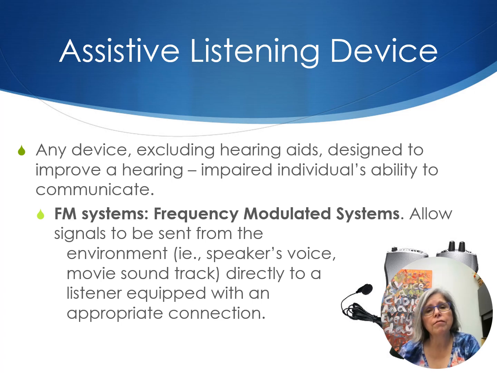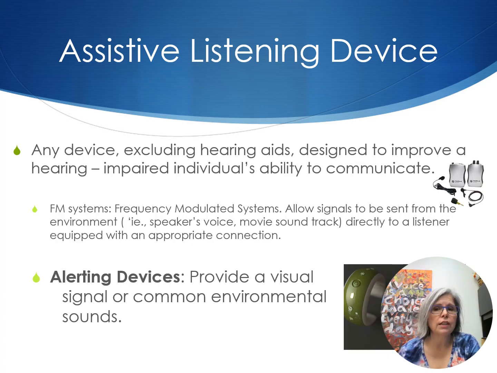To be sent from the environment. So if there's a speaker or a movie, an FM system allows the sounds to go directly to the person who needs amplification, provided they have the appropriate connection. It can have a hearing aid that it goes to. It can go to an FM receiver. There's a variety of ways it can reach them, but this way it uses an FM system to send sound directly to the person who needs to hear it.